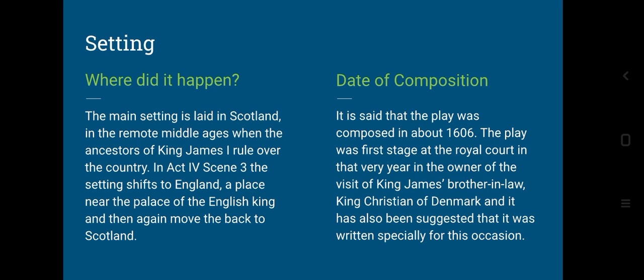Date of composition. So I already told you it was composed in 1606. It was first staged at the Royal Court in that very year in honor of the visit of King James' brother-in-law, King Christian of Denmark. King James, I just told you, was the ruler of Scotland at that time. So his brother-in-law, King Christian of Denmark, was coming to Scotland, and then he requested, or rather told, William Shakespeare to write a play at a very short notice. So he wrote this play Macbeth in that honor, to be staged when King Christian would come here. And it has also been suggested that it was written specially for this occasion.